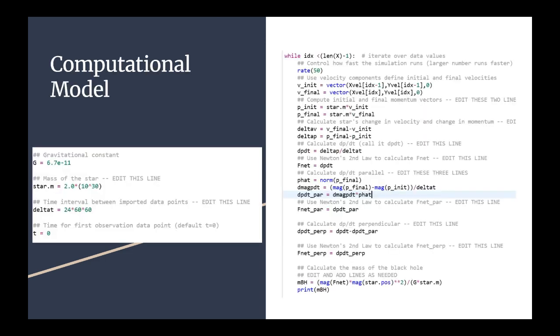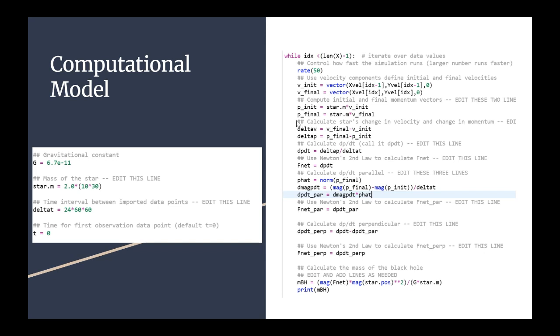For our computational model, to the left, we have the initial conditions with the gravity constant, the mass of the star, and the time interval between imported data points, which would be 1 day. On the right, we have the actual computational model. Here you can see setting the initial velocity and vector.